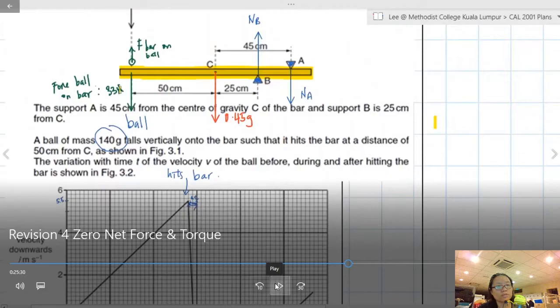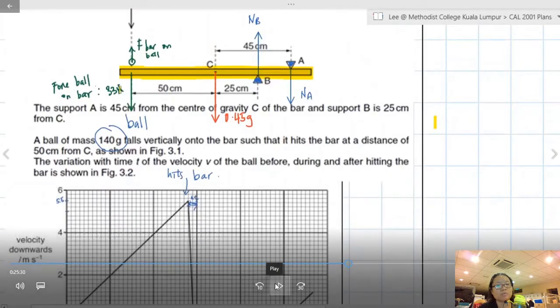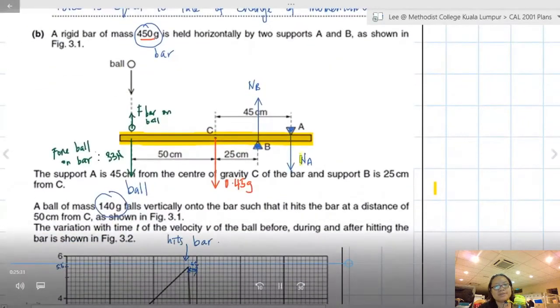Bar pushes the ball upwards, ball pushes the bar downwards. Alright, so now you want to find NA. We will use point B as the reference point, that way NB will have no torque. You do not want two unknowns. Ain't nobody got time for that. So this is 20 cm, 45 minus 25.